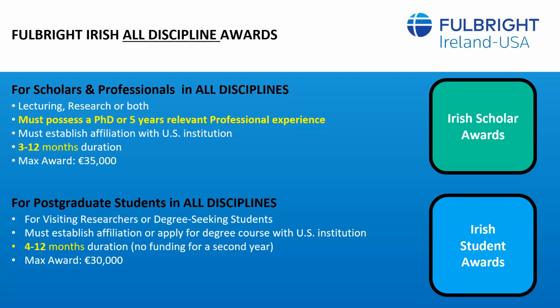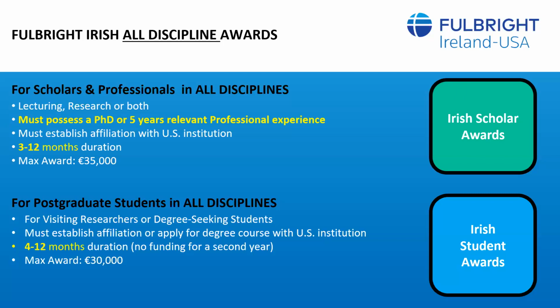As I mentioned before, you have to have a PhD or 5 years relevant experience if you want to go for a scholar and professional award. You should establish your affiliation with the US institution you want to go to. We'll talk more about that in a minute. It's for a minimum of 3 months and a maximum of 12 months. That's for the scholars and professionals.